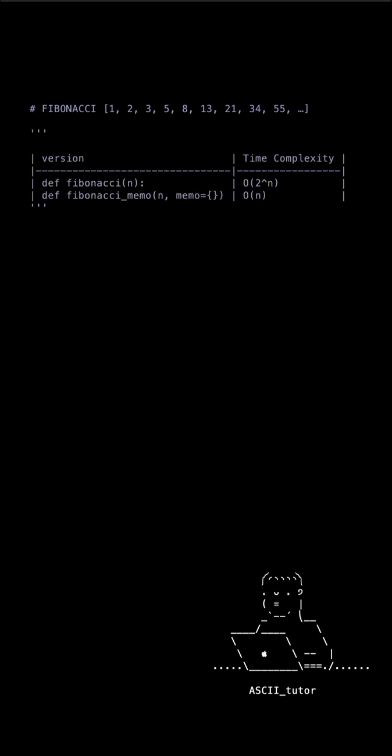Have you heard of Big O, a way to measure algorithm efficiency? Version 1 grows exponentially. Memoization reduces this to linear complexity. Much better, but we're not done.